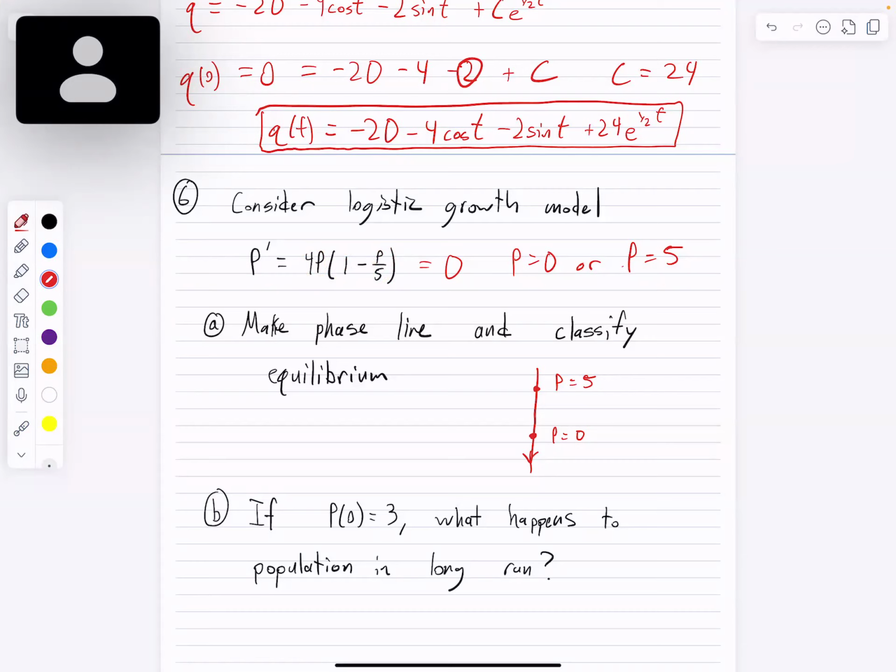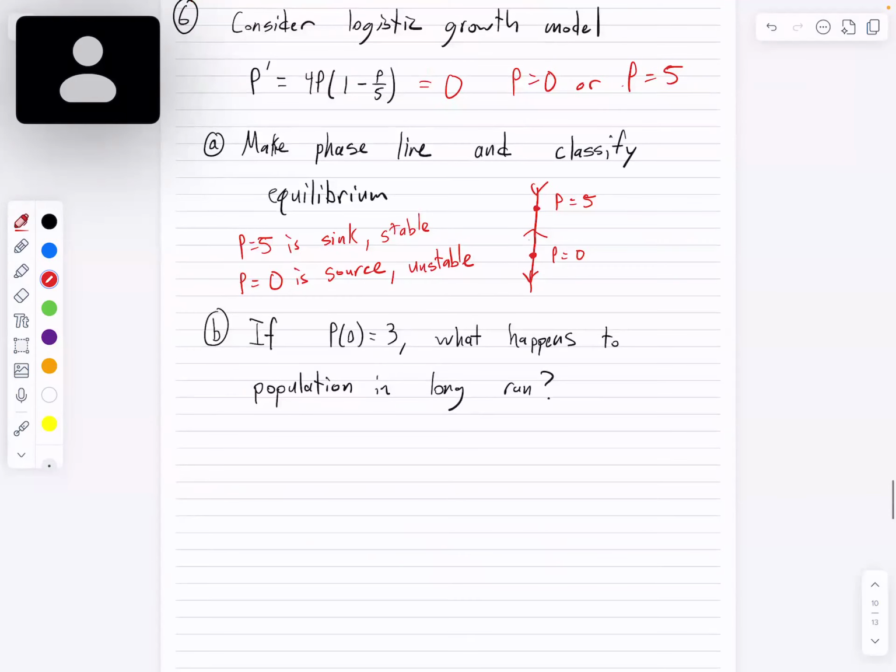Then if I plug in a number like 1, positive, and then positive gets me positive. And if I plug in a number bigger than 5, I get positive times negative is negative. So p equals 5 is a sink. P equals 0 is a source, or is unstable, and then p equals 5 is stable. Sink, you can write stable if we want. Unstable.